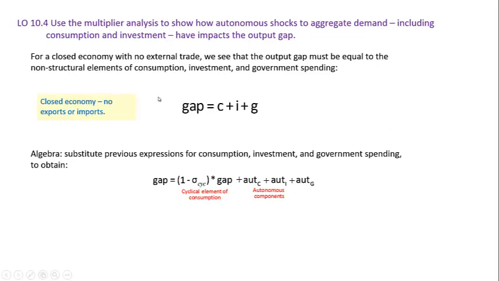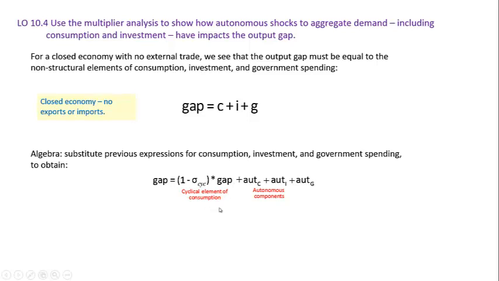So now, the equality. You may recall that in a closed economy, output is equal to consumption expenditures plus investment expenditures plus government expenditures. Well, here we have the output gap, and it's equal to the non-structural elements of consumption, investment, and government expenditures. And we just discussed those. So now if we take the three equations for consumption, investment, and government expenditures and substitute those into this equation, we get an expression for the output gap.